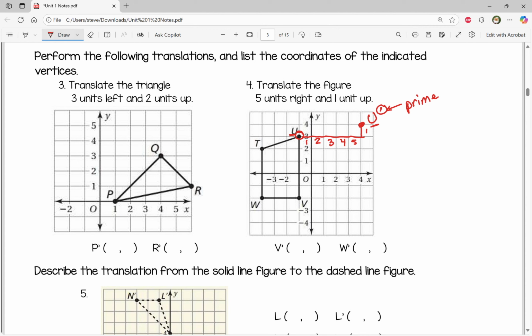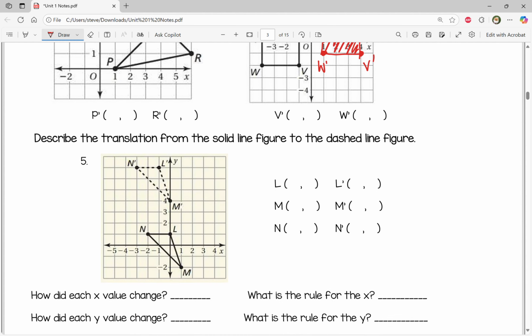Okay, so now we're going to do the same thing for T. We're going to go 1, 2, 3, 4, 5 to the right, then 1 unit up. That's where T prime ends up. And then I do the same thing for the other 2 points here at the bottom. So that gives me the image. And it looks just like the original, except it's just been moved into a new position. And that's all translations are.